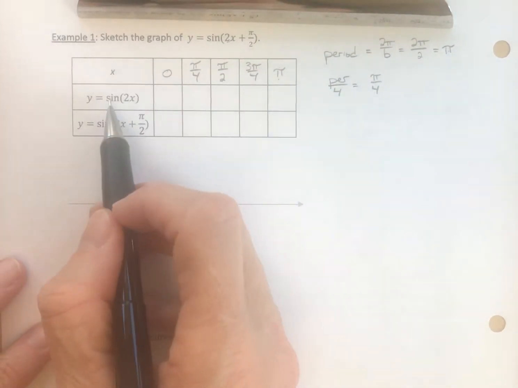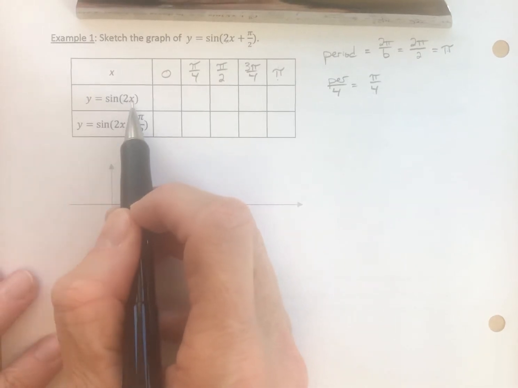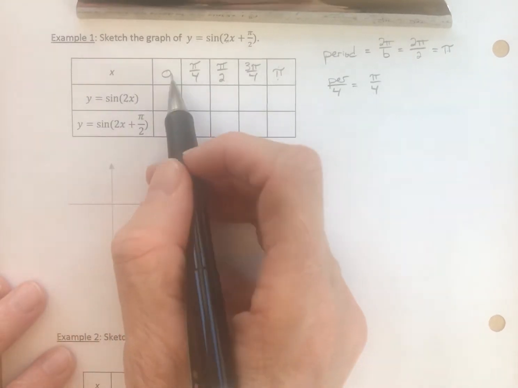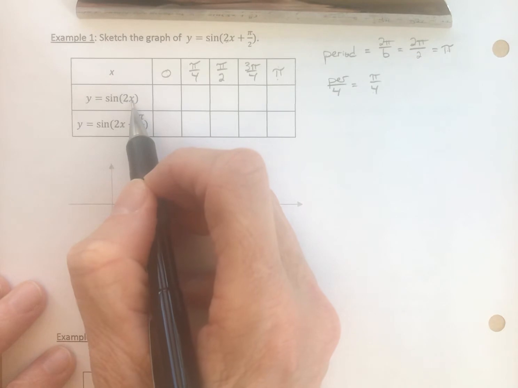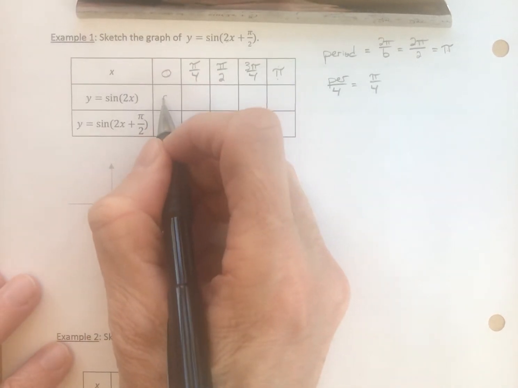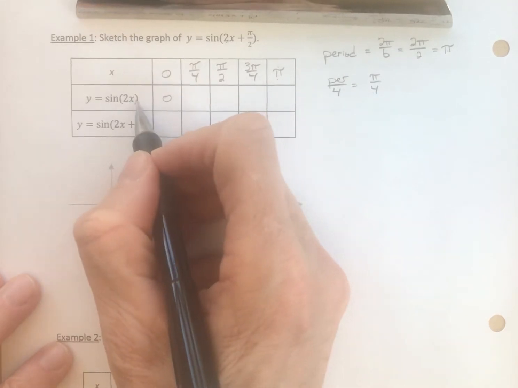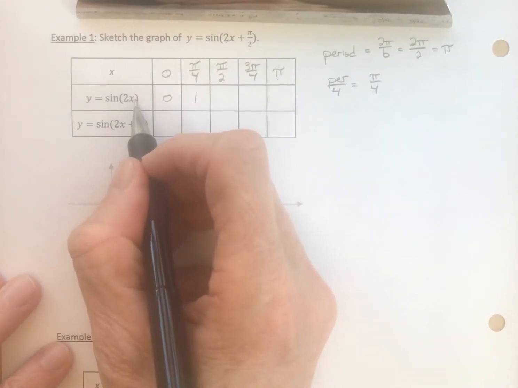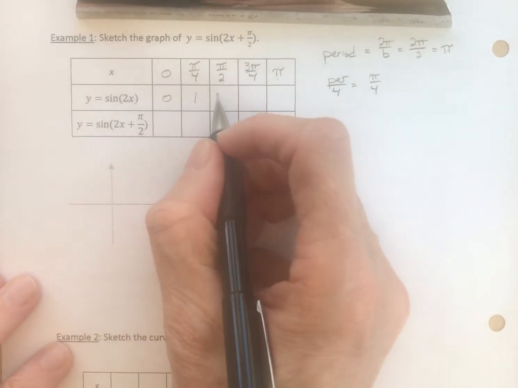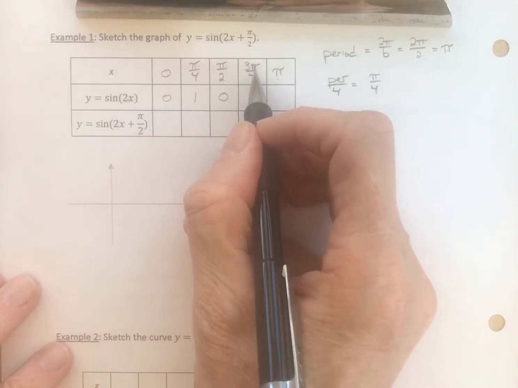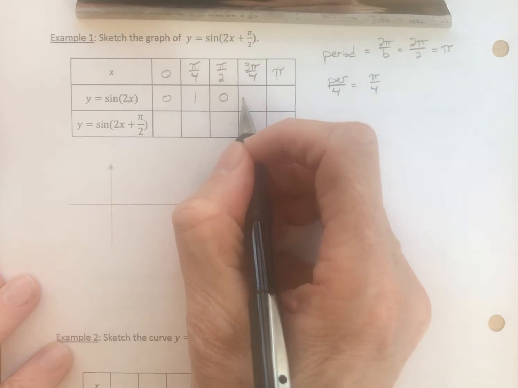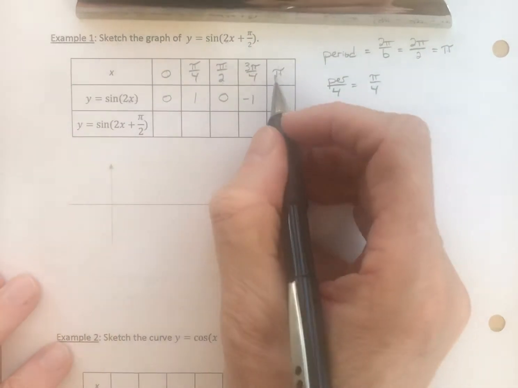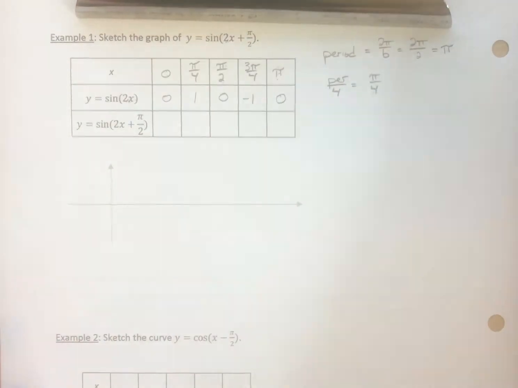Now let's take a look at this base function, which is the sine of 2x. If I put in 0 into this function, and I use my calculator in radian mode, the value is 0. If I put in pi over 4, out comes 1. If I put pi over 2 in here, this is the sine of pi, which is 0. If I put in 3 pi over 4, I get negative 1. If I put in pi, I'm back to 0.